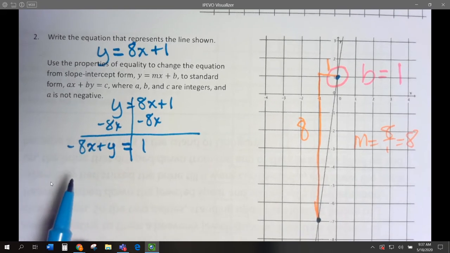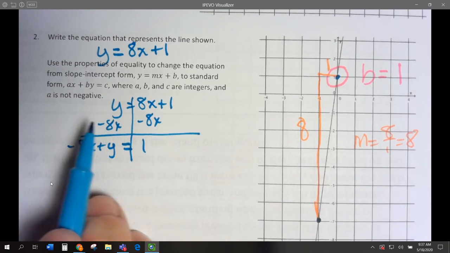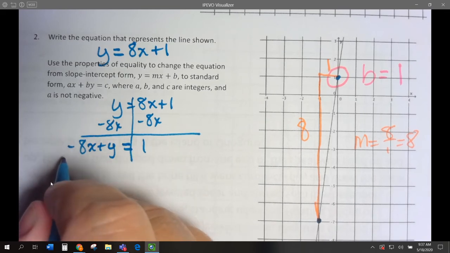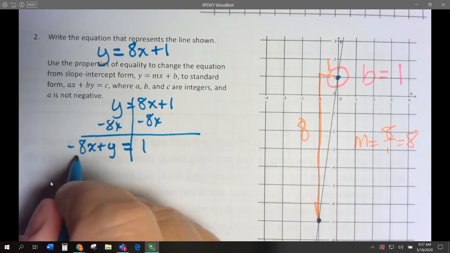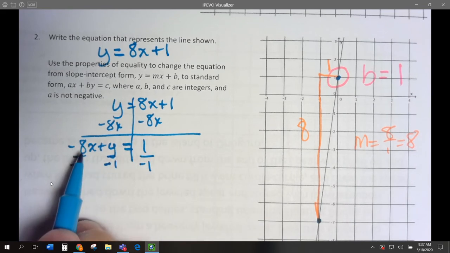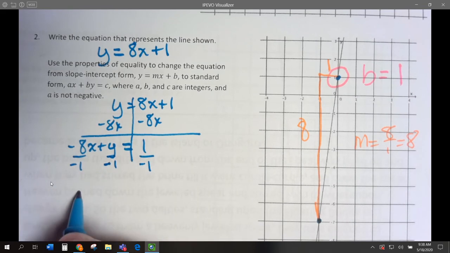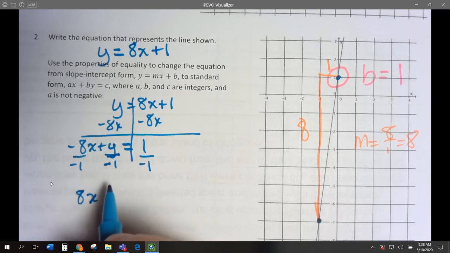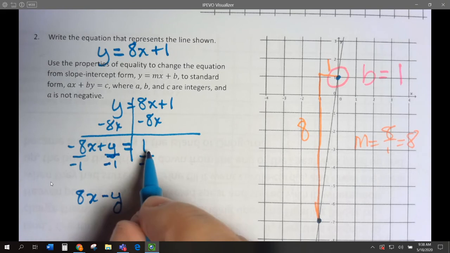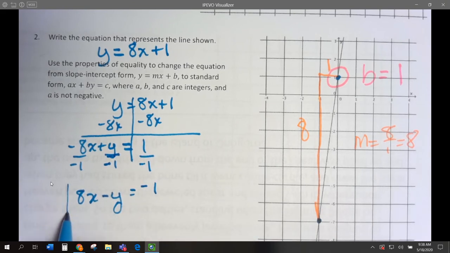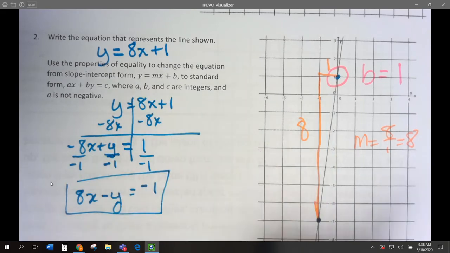Now we do not want this to be negative. See, A is not negative. So I can take everything and multiply it or divide it. Let's divide it by a -1. A negative divided by a negative is a positive 8x. A positive divided by a negative is a -y. And a positive divided by a negative is a -1. So these are our two answers.